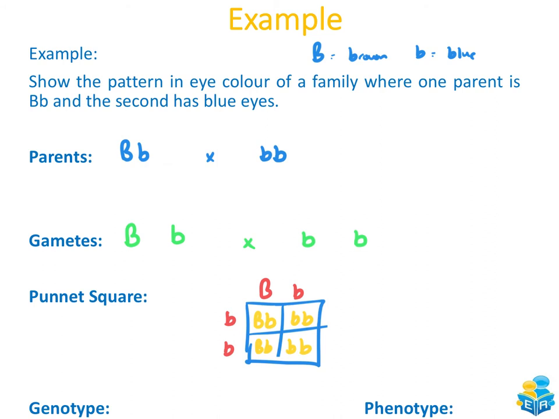So if we were to list out all of our genotypes now, we have two copies of a capital B and a small b, and we have two copies of two small b's. So we have two brown. The reason we have brown is the dominant version here, the brown is going to win out over the blue, so we have two brown. And in these two down here, we have two small b's, which means the recessive version is going to win out, so we have two blue. So a 50-50 chance of brown and blue in this particular case.